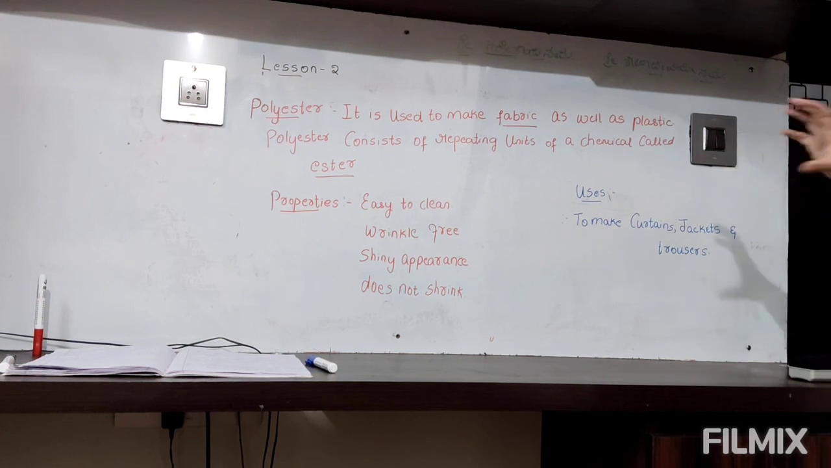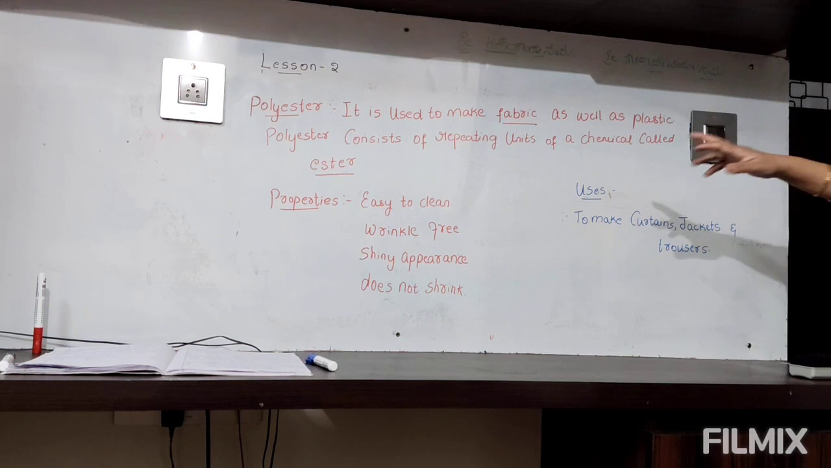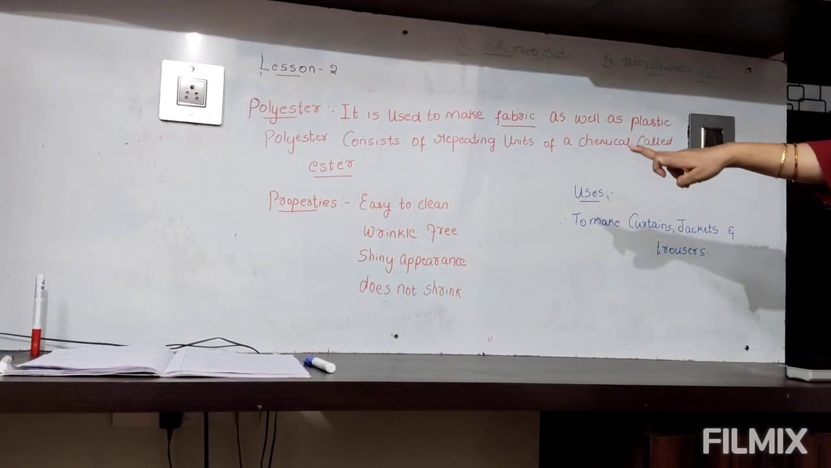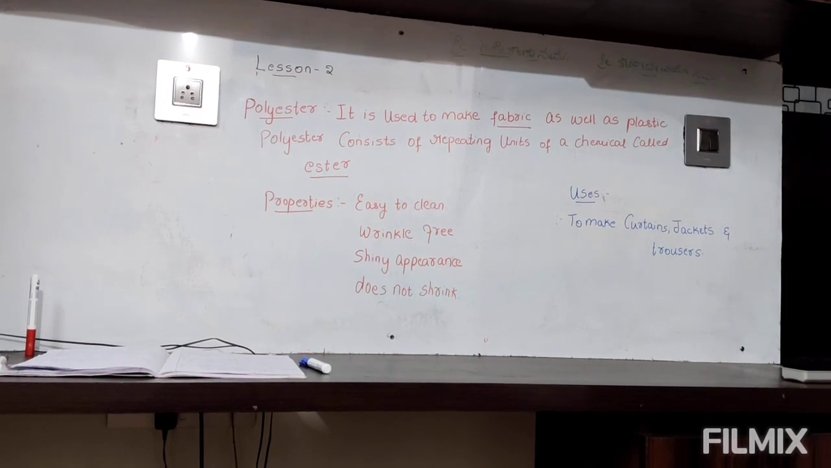Polyester, the name itself says it contains the chemical that is ester. So it consists of repeating units of chemicals called ester. It is used to make fabric as well as plastic.